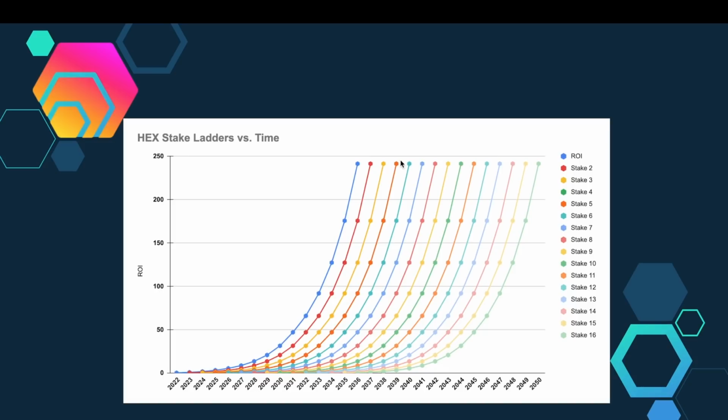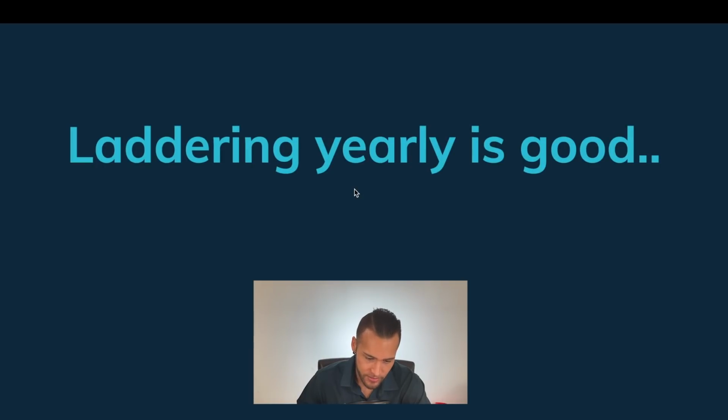And you're essentially doing that 15 times. You're doing this once per year. That's essentially what a snowballing ladder is. A ladder snowball is you're doing this on a consistent basis so that you can literally create yourself a cash producing engine, a HEX producing engine. Laddering yearly is good.